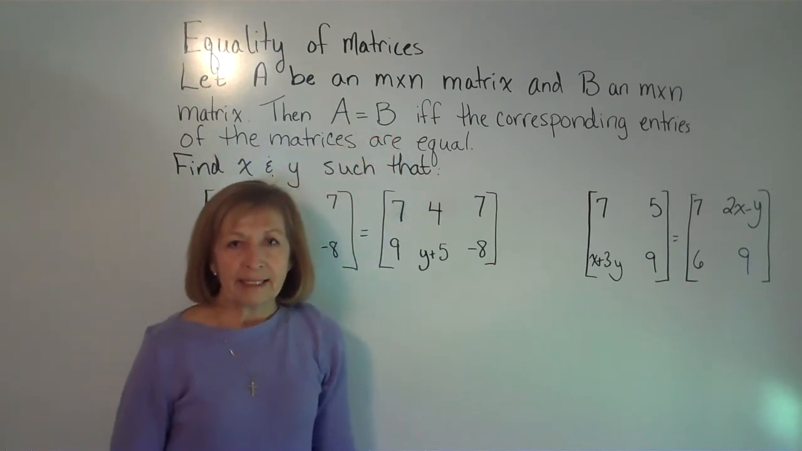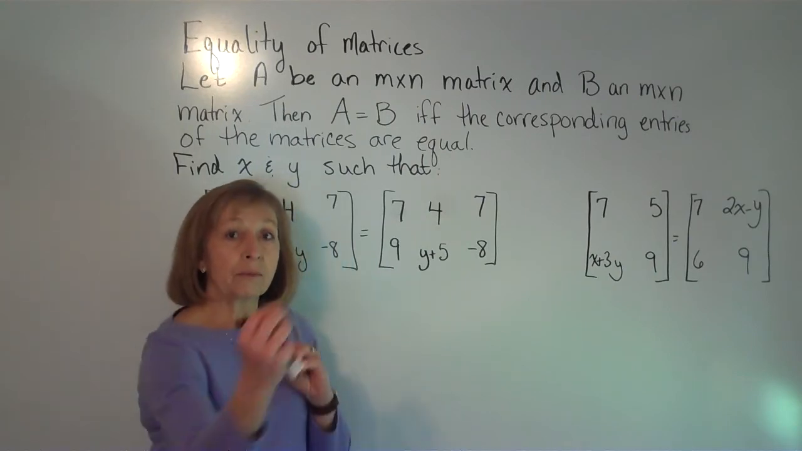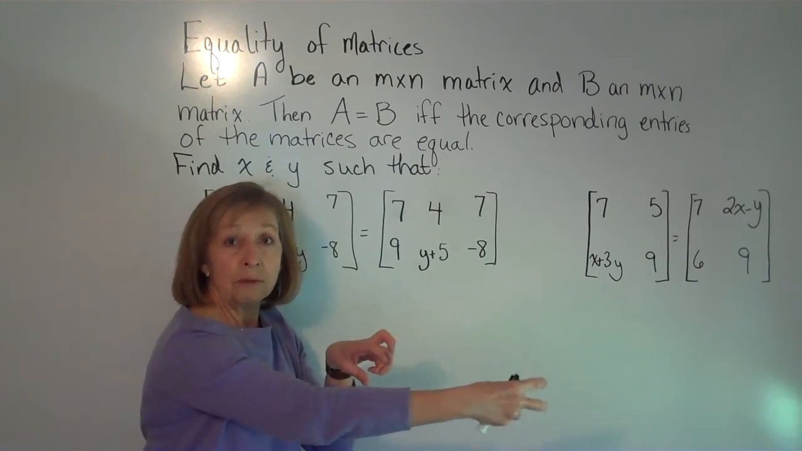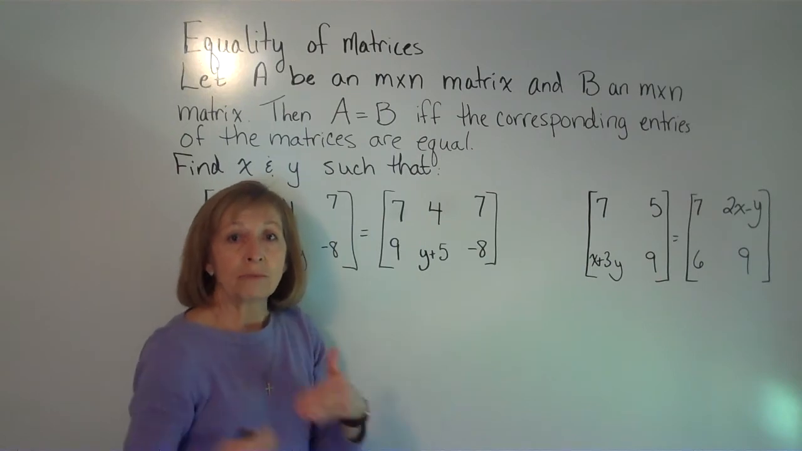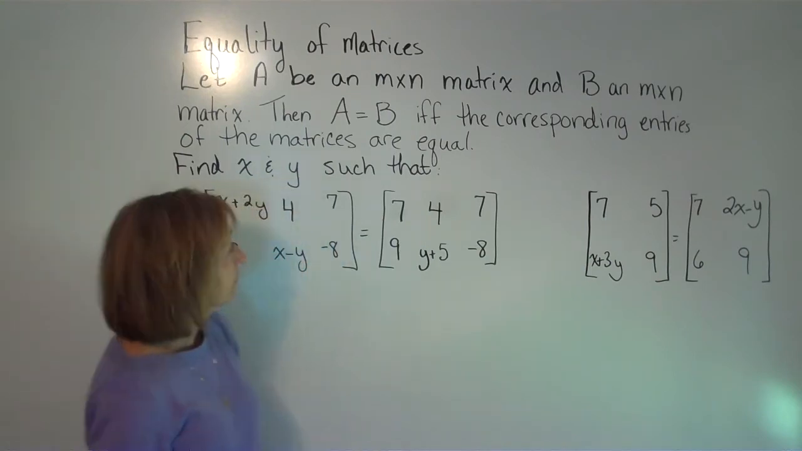Now, what are corresponding entries? Corresponding entries between two matrices are the ones that are sitting in the same position within the matrix. So first row, first column would be paired up with the first row, first column. First row, second column would be paired up with the first row, second column. So the entries that are in the same relative spot in their matrix are corresponding entries.